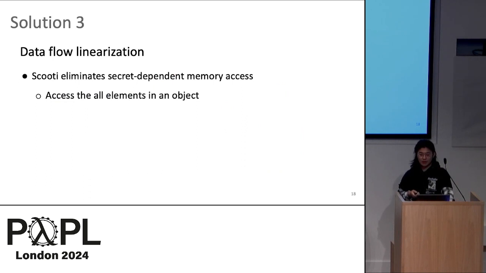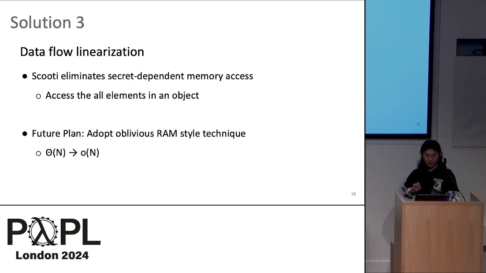For now, our solution is still to simply access all the elements of an object. But in the future, we plan to revisit obfuscation techniques like ORAM and adopt them to provide a probabilistic guarantee, then reduce the runtime overhead.